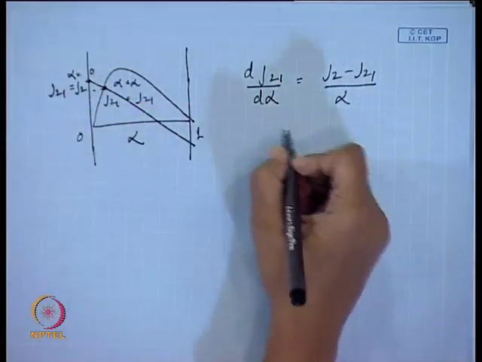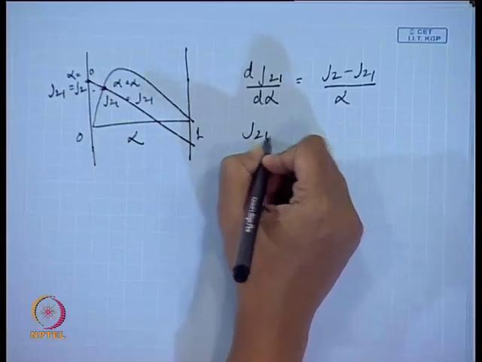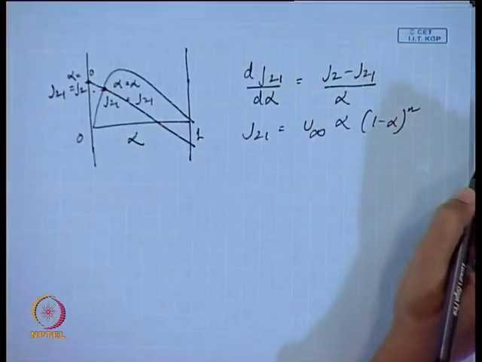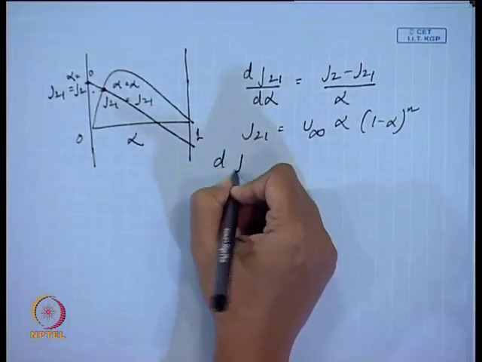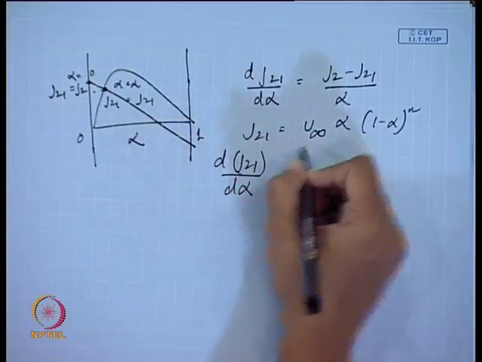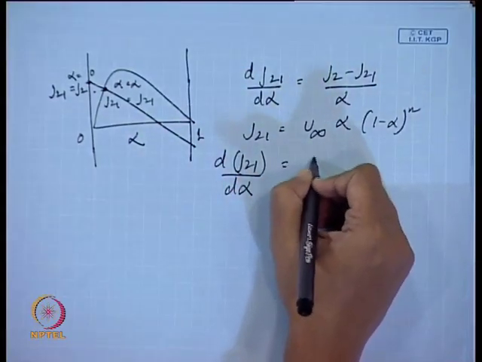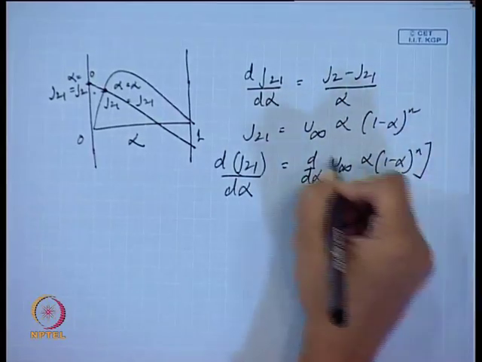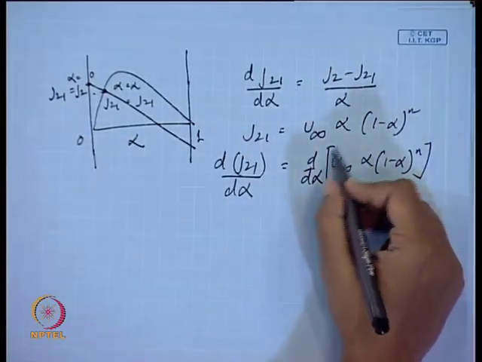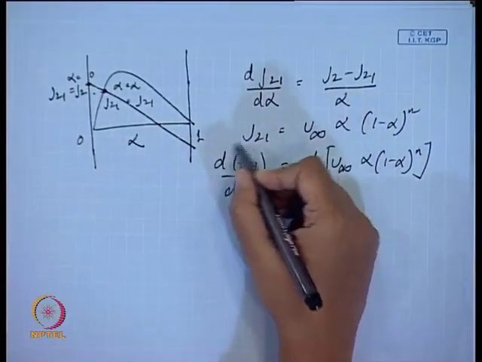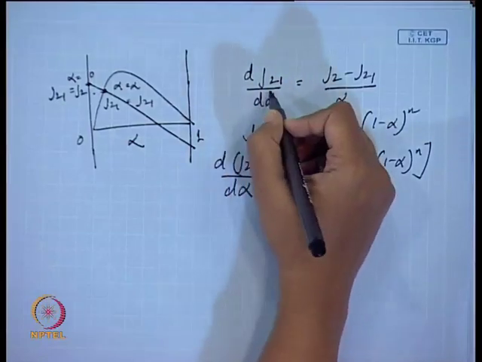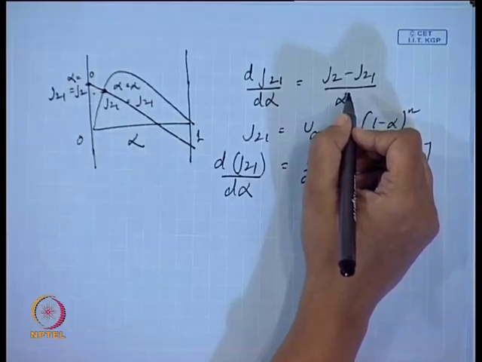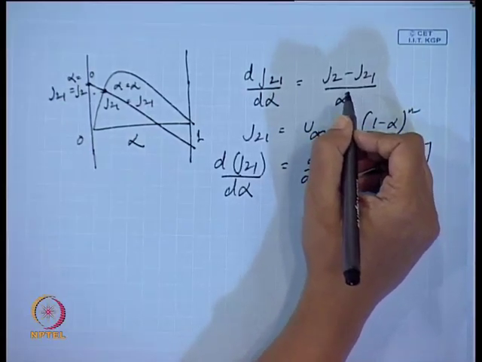Okay. Now, at the point of intersection, what do we know? We know at the point of intersection J21 equals u infinity alpha into 1 minus alpha whole to the power n. So, at this particular point, if I differentiate J21 in terms of this, what do I get? This is d by d alpha of u infinity alpha into 1 minus alpha whole to the power n. This equation, if I differentiate it with respect to alpha, then I get the slope of this curve, and this slope I can substitute here. Okay, and then I can get an analytical expression relating J2 and J1 under conditions of flooding.